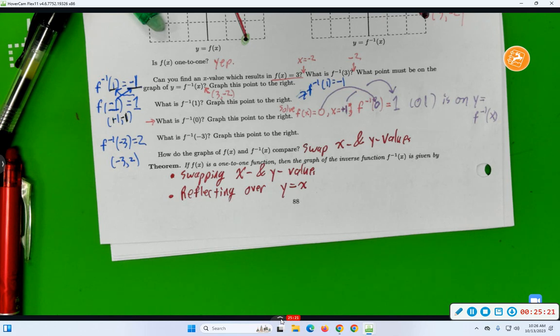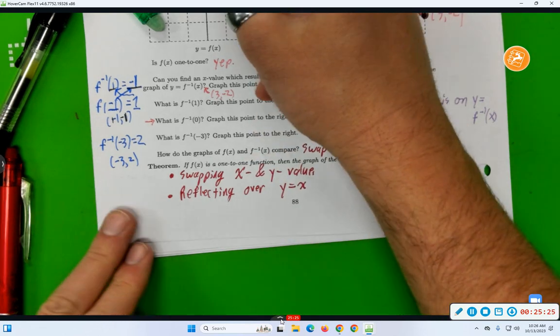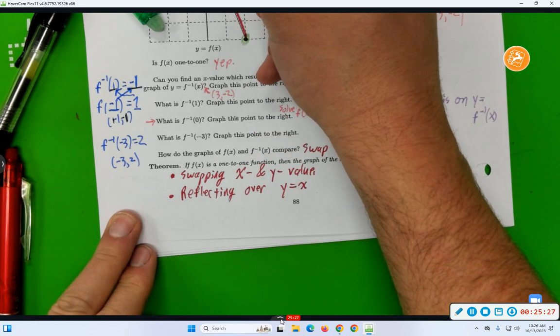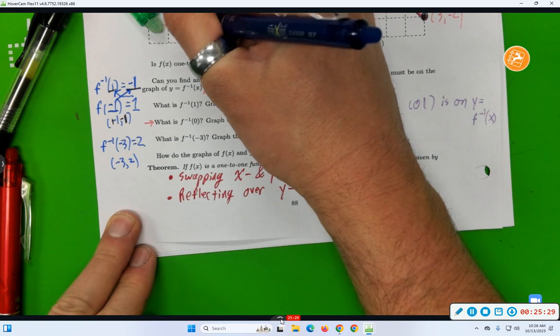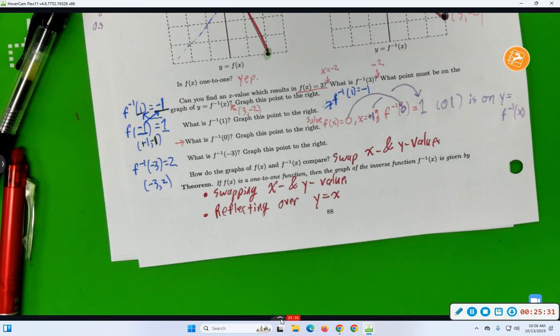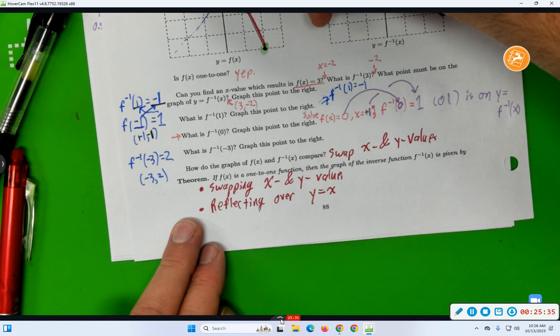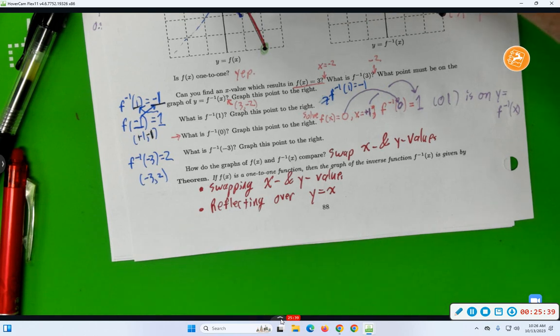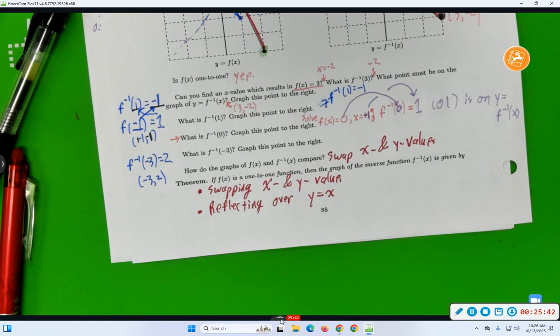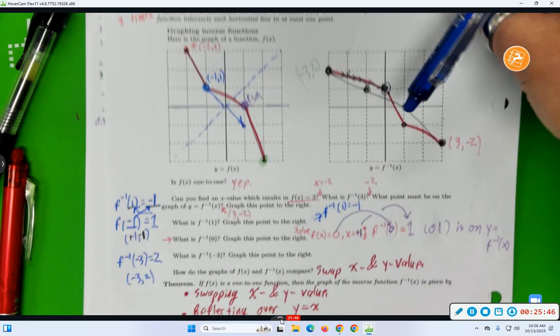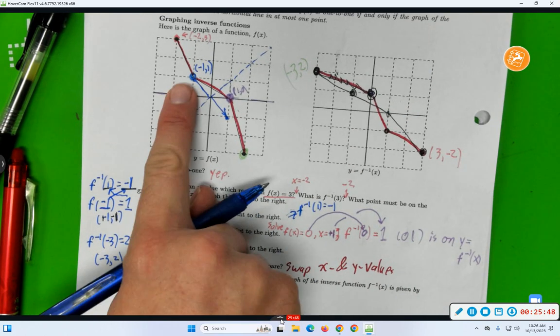And you know what? Let's just verify that that actually works in this particular example. There's the straight line y equals x. Let's see what happens when we reflect some points over that line. If you take negative 1, 1, reflect it over the line, it looks like you wind up over there. Is that a point that I should get on the graph of the inverse? Yeah. There's the point at negative 1, 1.